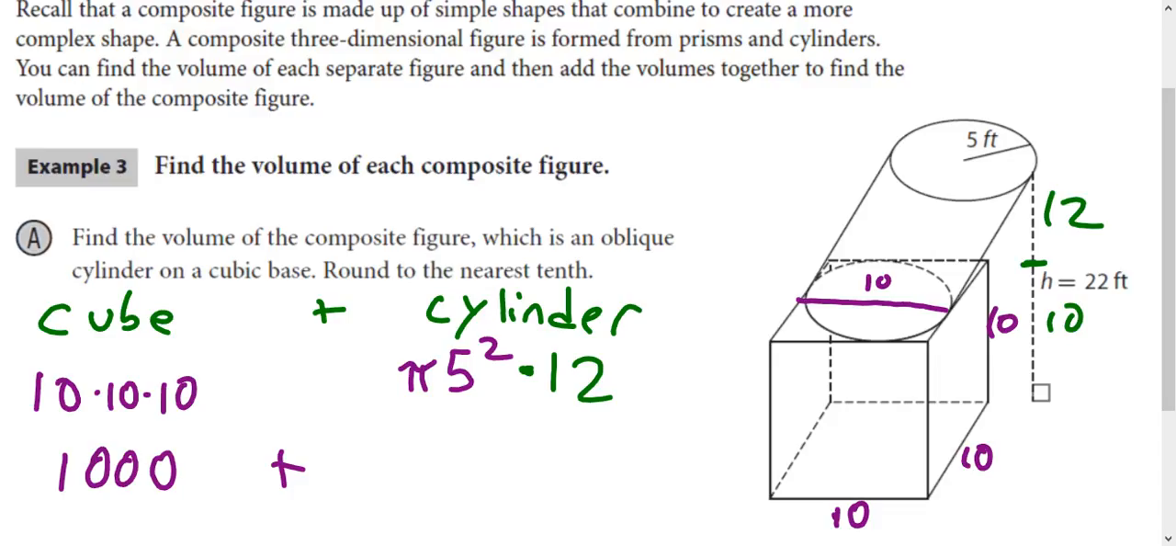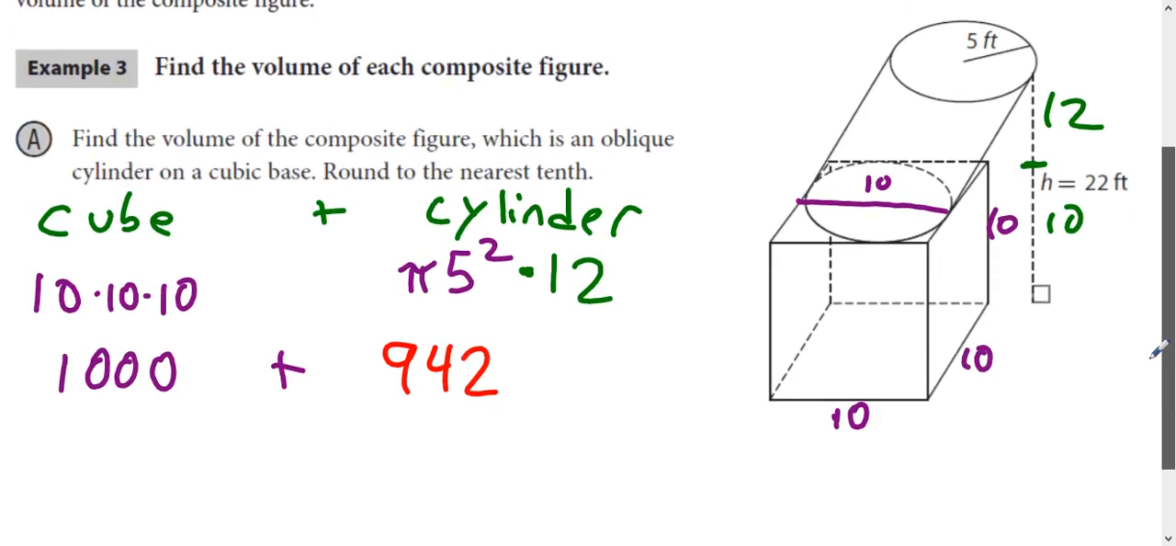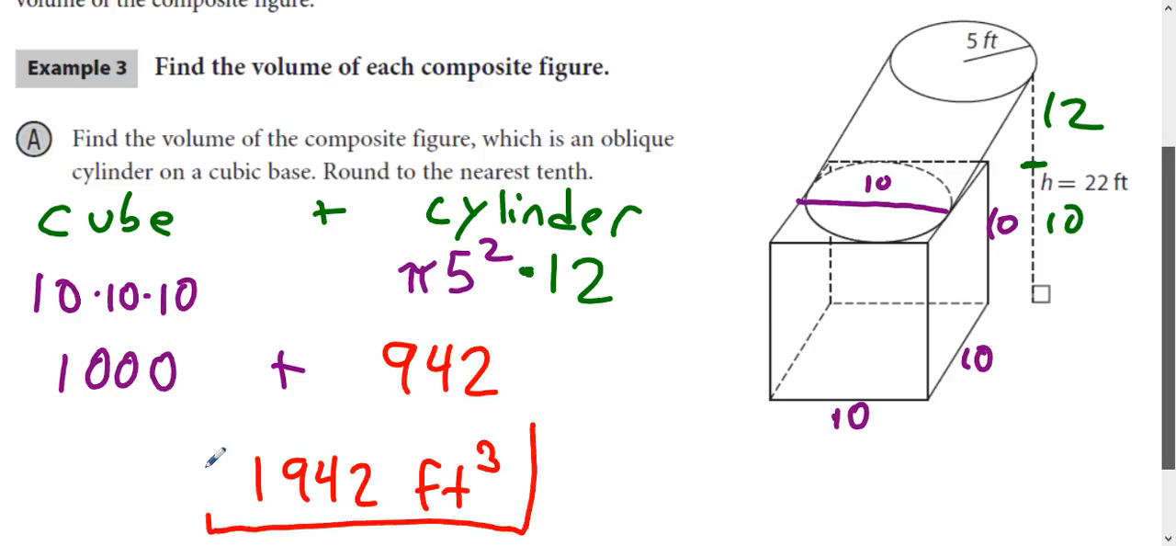So 5 squared is 25 times 12 times pi, or 3.14. You get 942. And then we said we had to add those two volumes together. So the total volume of this composite figure is 1,942. Dimensions are feet, so it's feet cubed.